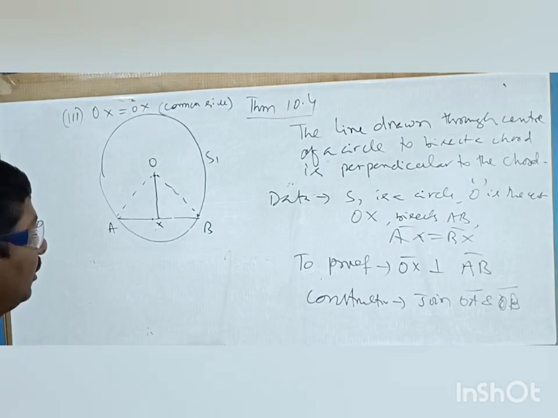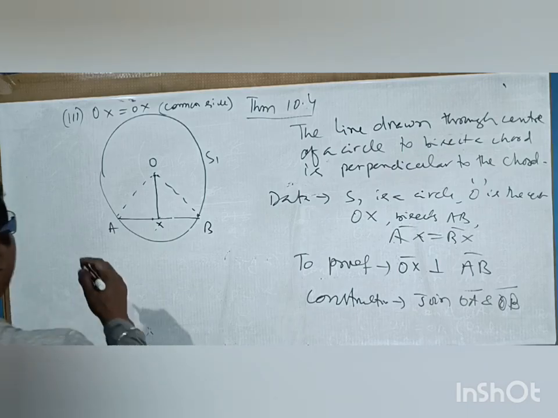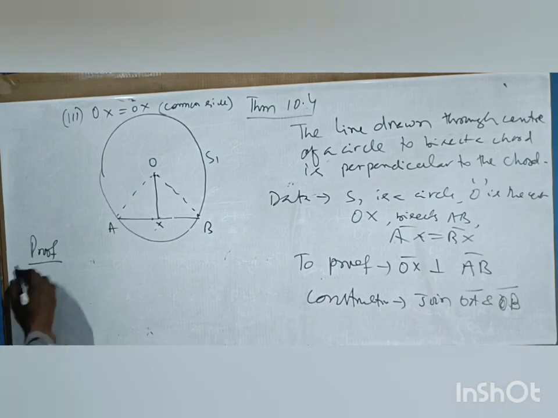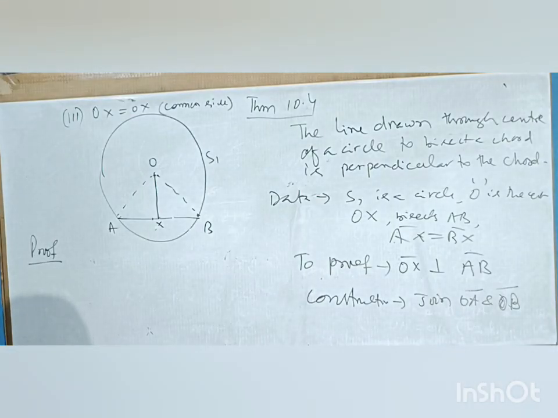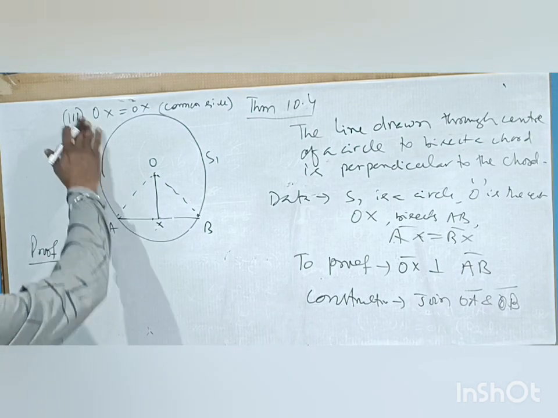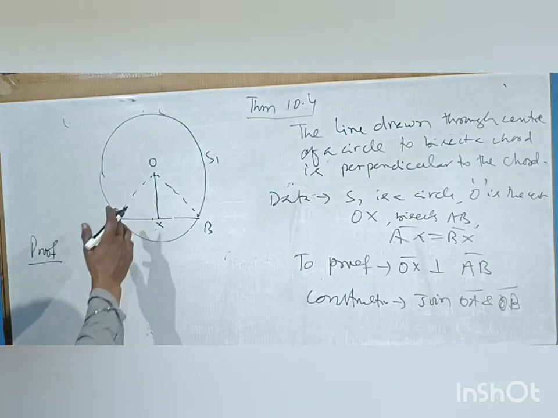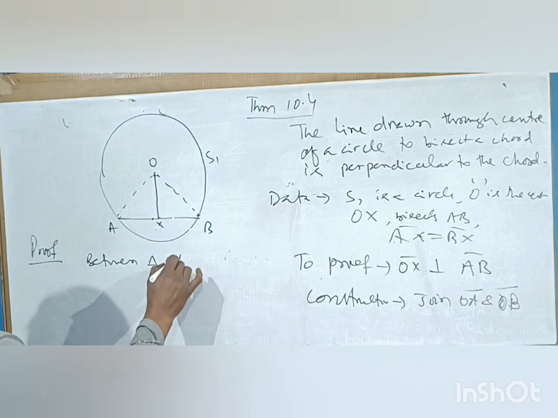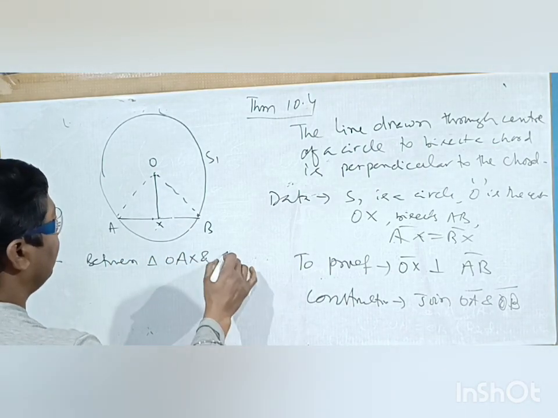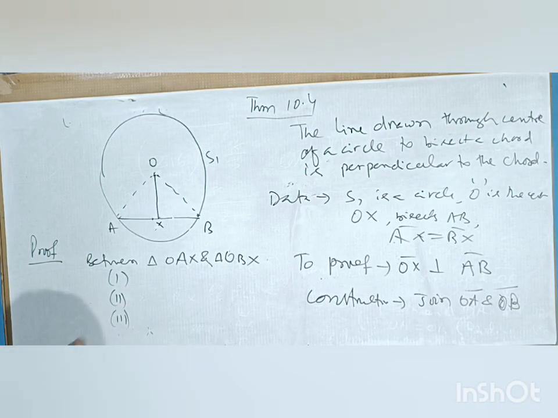Now proof. How to prove? In this case also, we have to make these two triangles congruent. That's why we will proceed towards the final proof. Make them congruent first. So between triangle OAX and OBX, what are the three conditions to make them congruent?